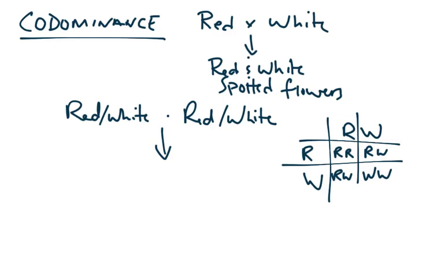Okay, the difference between codominance and incomplete dominance. Incomplete dominance means you're going to blend when it's heterozygous. You're going to blend whether it's the colors or the nature. So curly hair, straight hair. The heterozygous of that is wavy hair. It's not curly, but it's not straight, it's wavy.